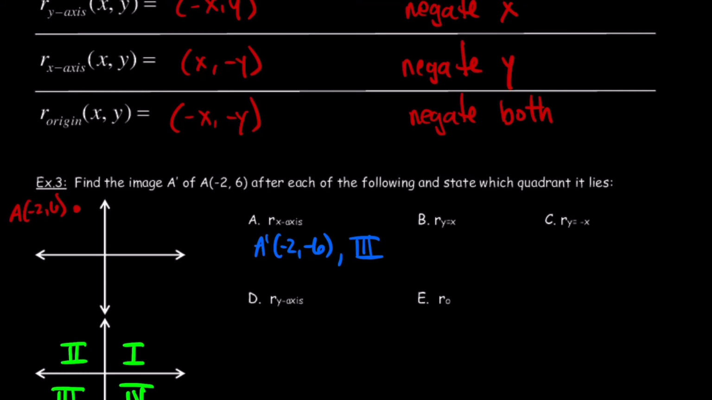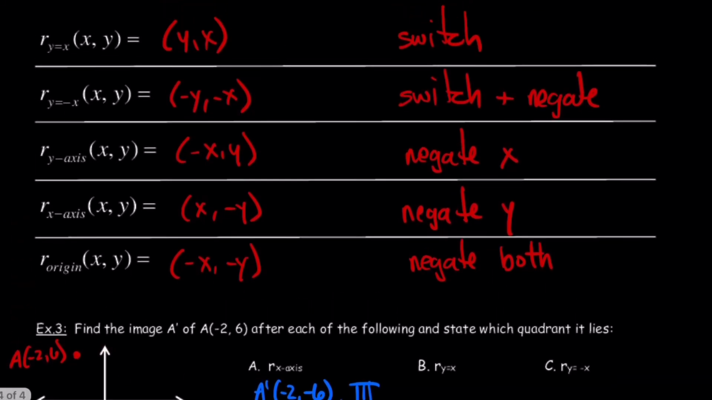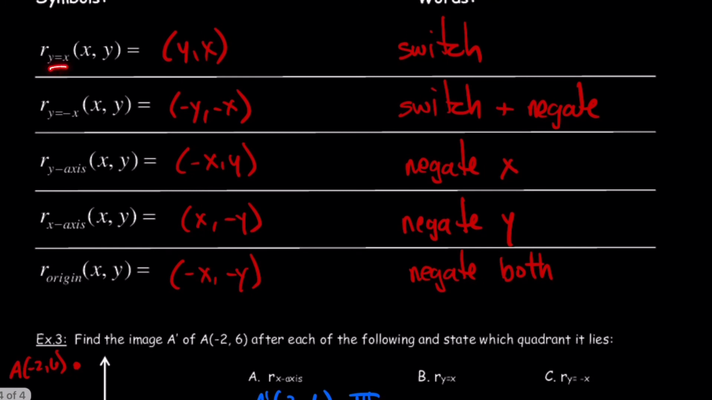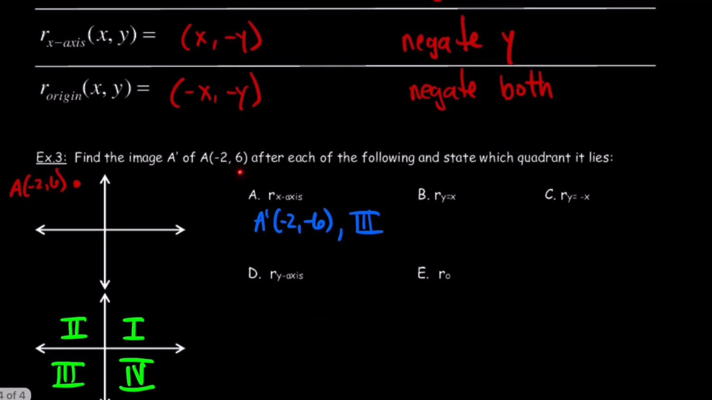Okay, next I want to reflect it in the line y = x. So remember your line y = x looks like this. And if I reflect it in that line, it's going to go over here. So I know it's going to end up in quadrant 4. My rule for reflecting in y = x is to do this: switch the coordinates. So in this case, I just need to switch those coordinates. So A prime here is going to be (6, -2). And we said that's going to be in quadrant 4.